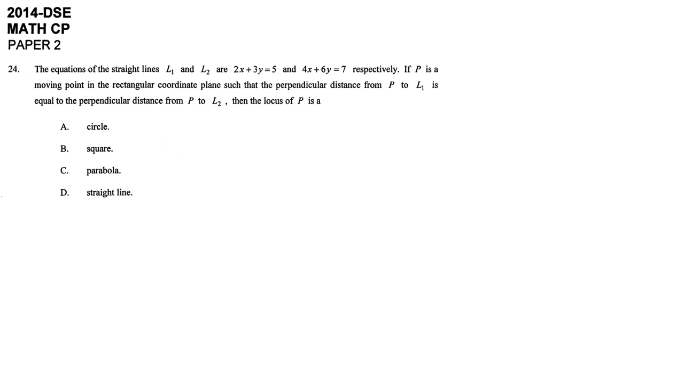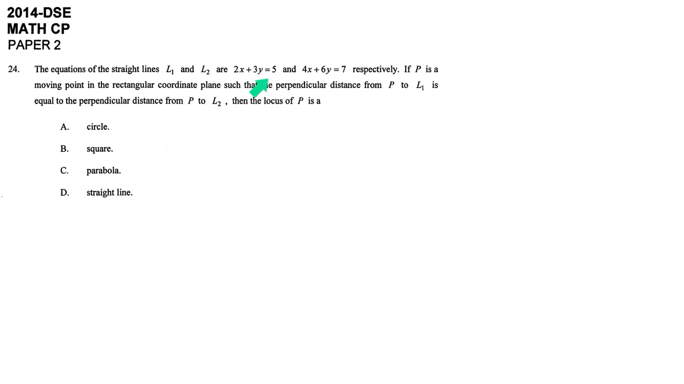This question is about the locus. You may not need to calculate what exactly the locus of P is, but at least you need to know the shape of the locus of P. To do this, there are two straight lines, and there is a moving point P such that the moving point has the same distance to the first line and the second line. So what does the locus of P look like?